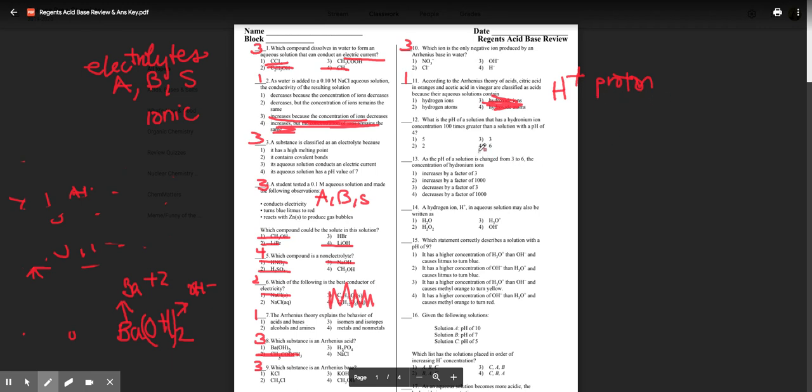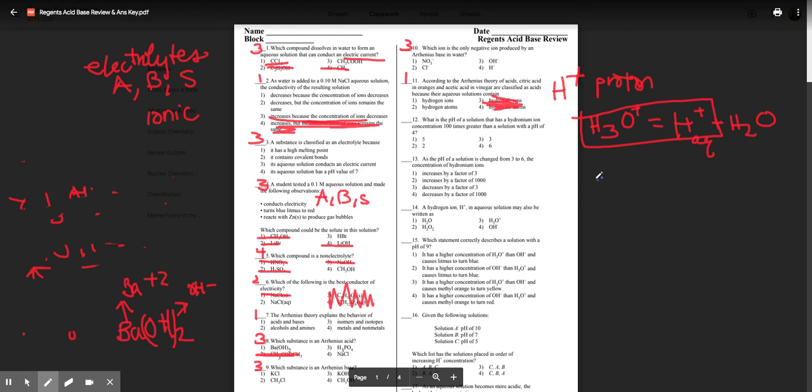So be aware of that. Okay, now, what is the pH of a solution that has a hydronium ion concentration 100 times greater than a solution with a pH of 4? Let's back up for a second. Hydronium, if you look it up on table E, is H3O+, which is the same as H+ in water. H+ has to do with acid, so these are pretty much the same thing, because that's aqueous. But back to this. If you have a greater amount of hydronium, that means you are more acidic.